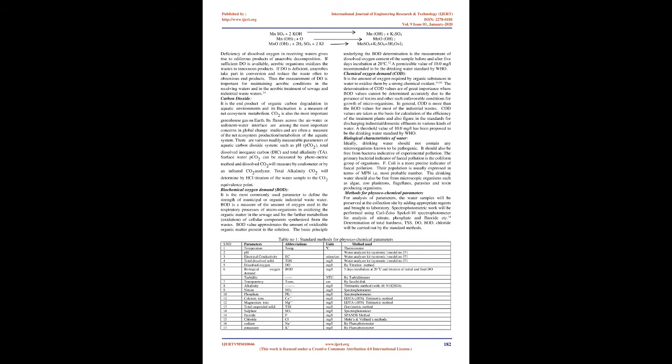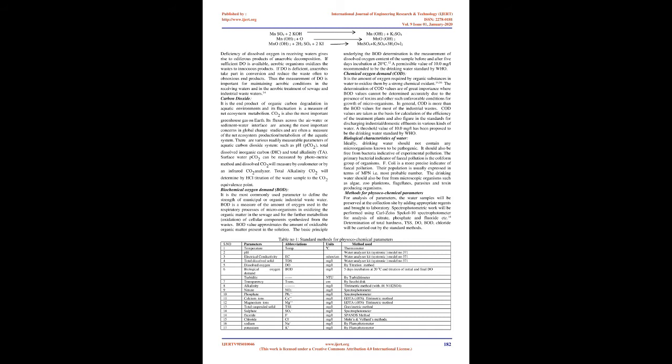14. Carbon dioxide. It is the end product of organic carbon degradation in aquatic environments and its fluctuation is a measure of net ecosystem metabolism. CO2 is also the most important greenhouse gas on Earth. Its fluxes across the air-water or sediment-water interface are among the most important concerns in global change studies and are often a measure of the net ecosystem production/metabolism of the aquatic system.